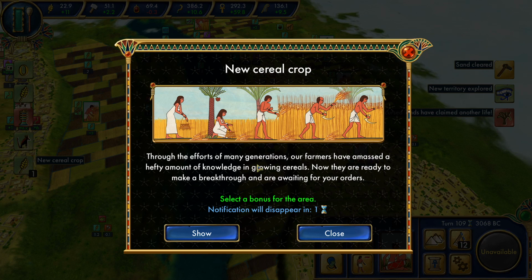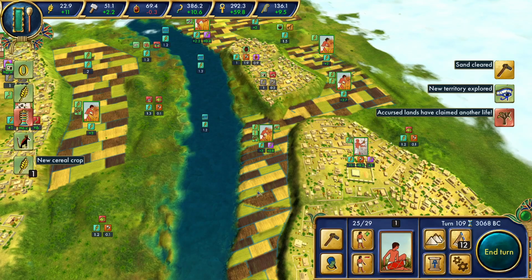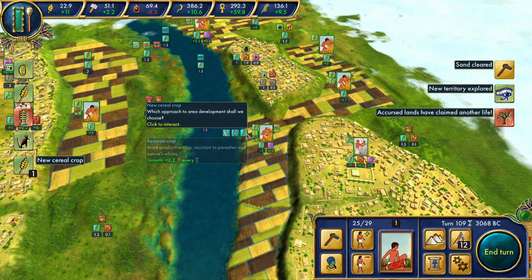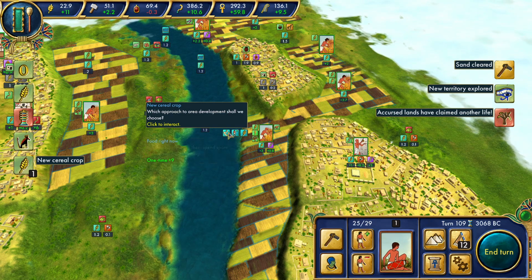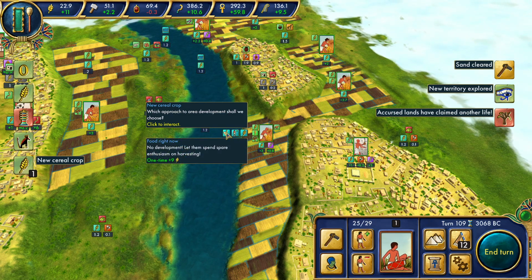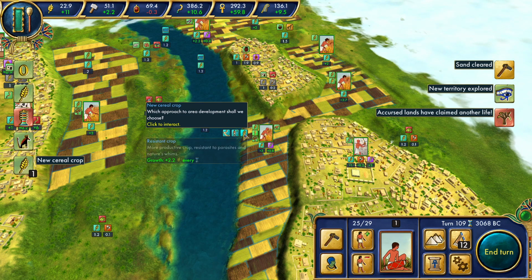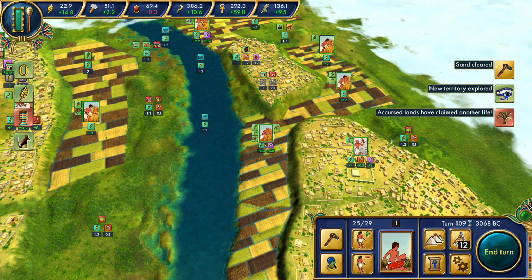Well, that's good, though. We have a new cereal crop. Where is that at? Here? This is already a profitable area. We can boost it even more. Growth to how much it's producing. Creation price, no. And the one-time harvesting, no. So, here we go. Look at that.